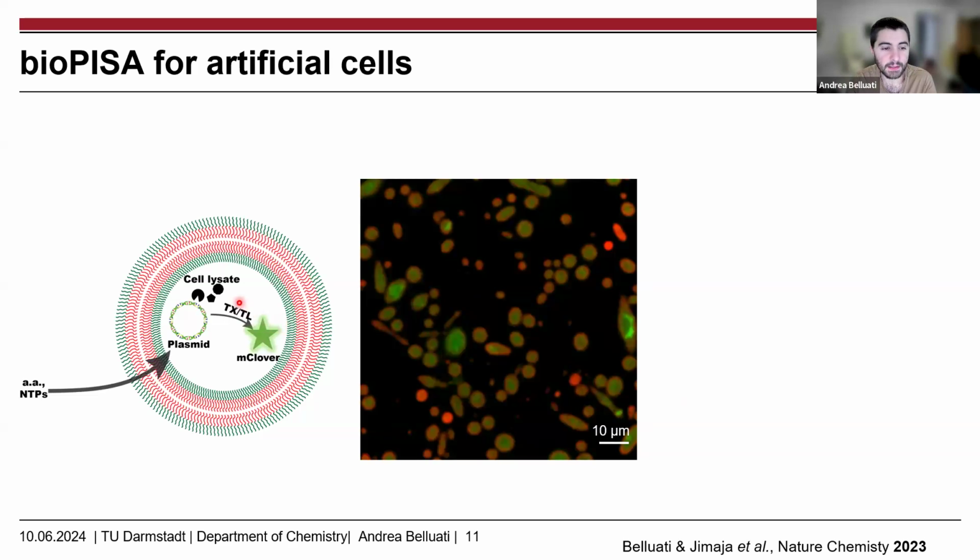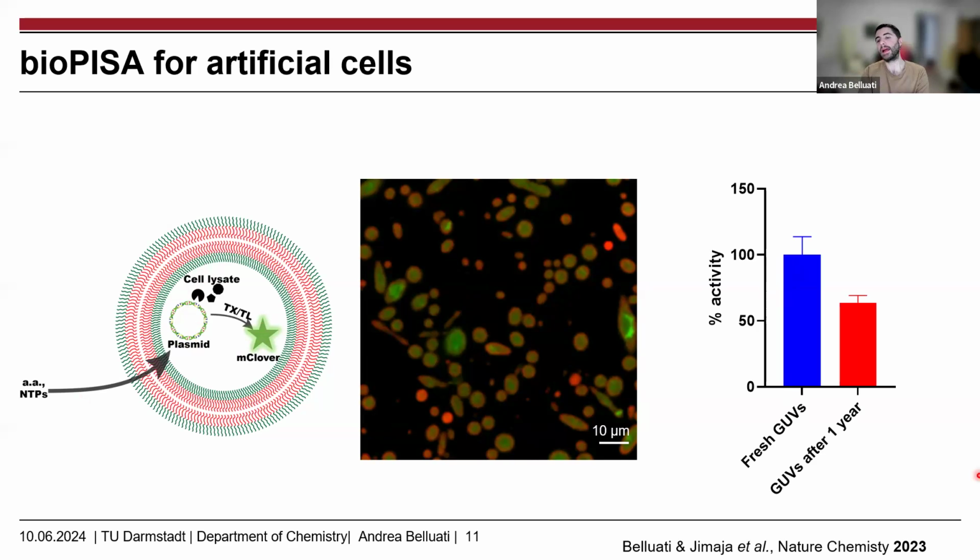In this case, we encapsulated cell lysate from E. coli with a plasmid that was encoding for several proteins, in this case for the fluorescent enclover, by feeding amino acids, nucleotides, and also having an energy regeneration system to help drive this reaction forward. We could find green fluorescence in these vesicles.